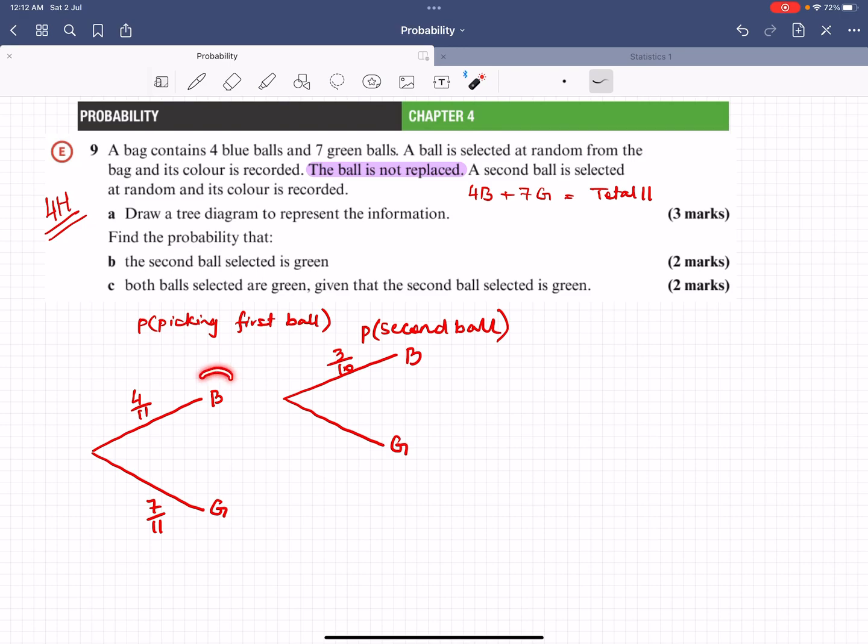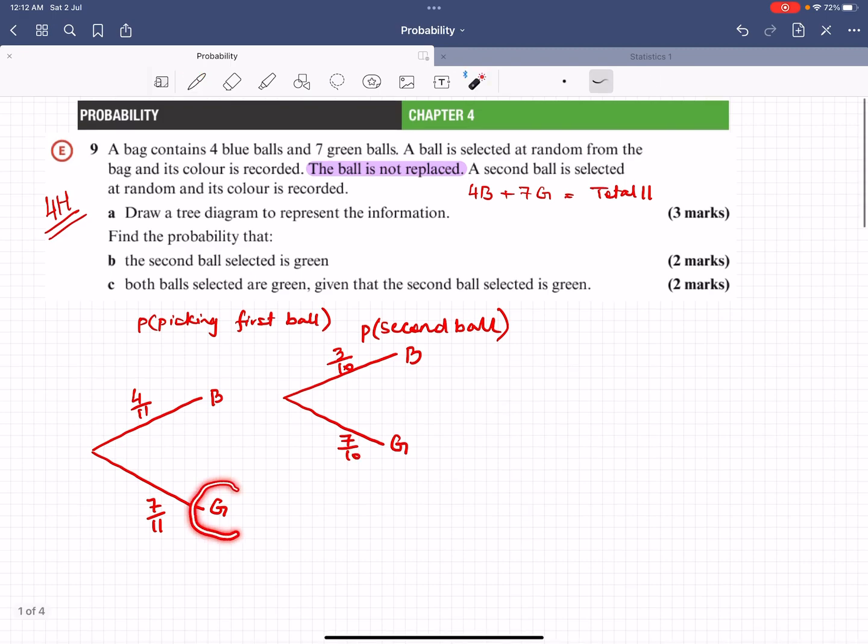Now, in the first case, if we had picked up a blue ball, then the number of green balls will remain as it is because we did not pick up a green ball. So the number of green balls remains 7. But the total is still 10 because we had picked up 1 from the total. So 7 over 10.